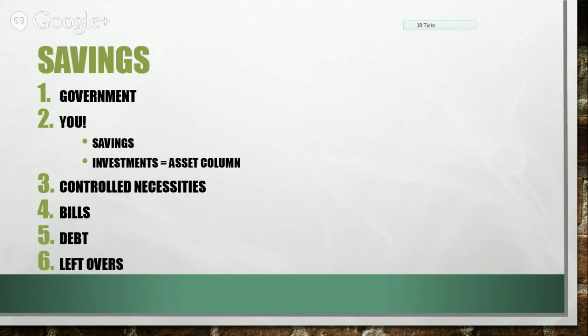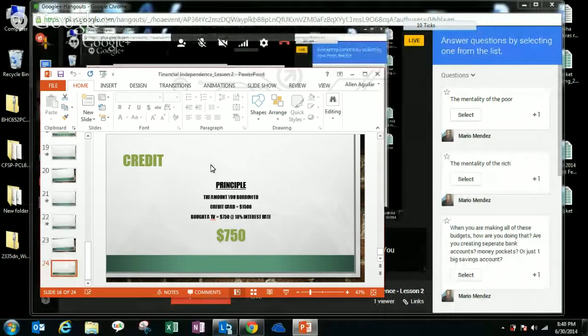Okay, so just remember savings. Maybe you want to pay yourself first. So yes, you have to pay the government before you pay yourself. Then control necessities, then the bills, the debt, and then the leftovers, if you have any. That'll be a great problem to have. But you want to follow the system before you pay off all of your debt, before you think that there's another solution to your problem.